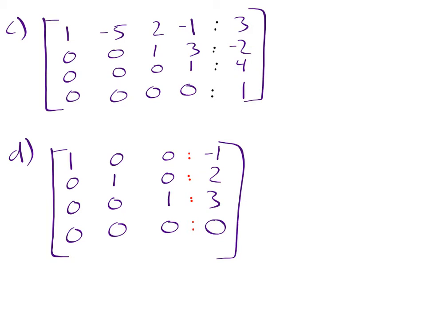All right, let's look at a few more. Part C, I don't see any row of all zeros.